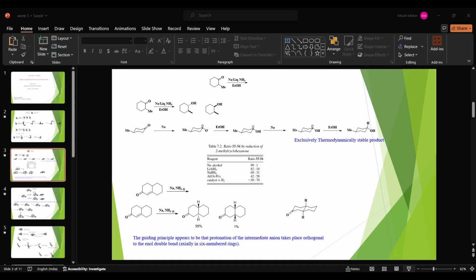Suppose this methyl group will be in the 4 position. Then if you put your methyl group axial, you will get less stability compared to the methyl group being in the equatorial position. First you have to draw the most stable conformation.